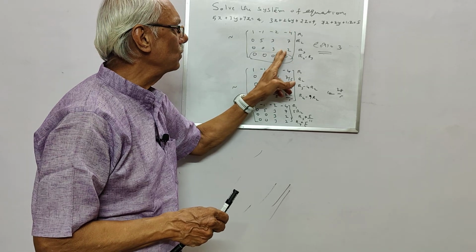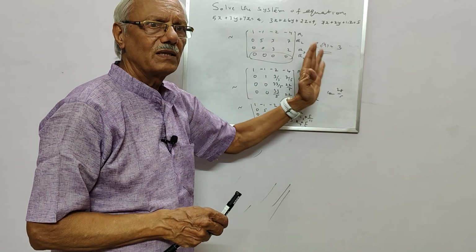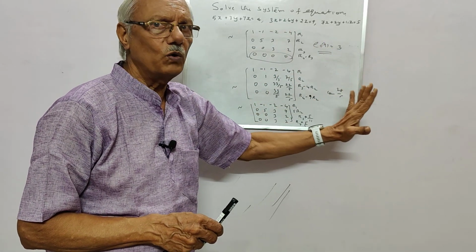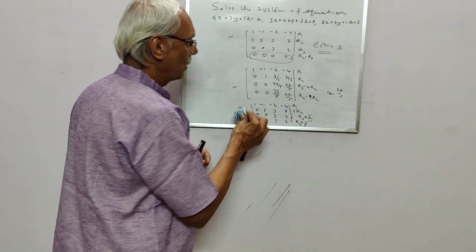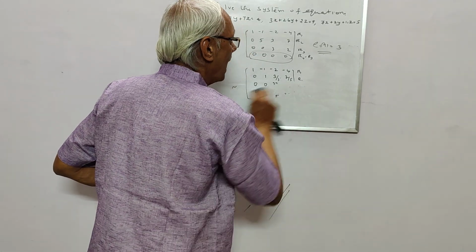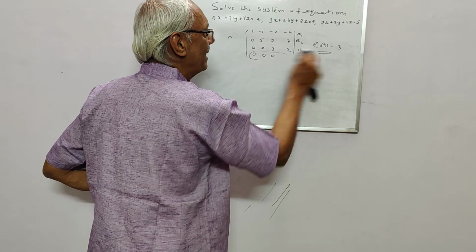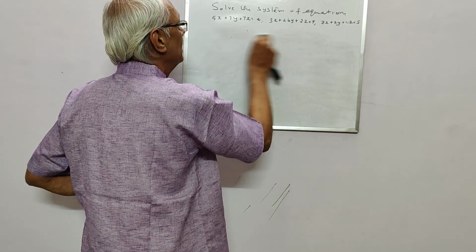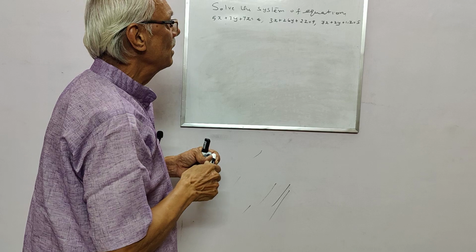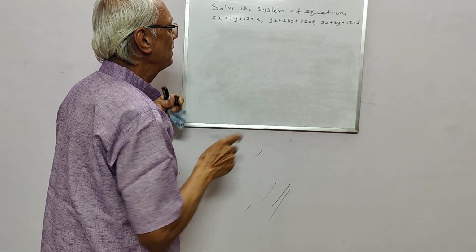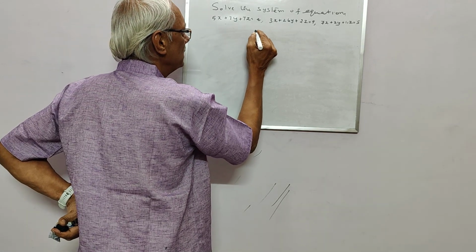Here the number of non-zero rows is 3, and therefore the rank of the matrix is 3. Okay, so this is all about this. Now coming to this next problem, I will find the rank of the matrix and simultaneously solve. Solving this, the first method is like this.